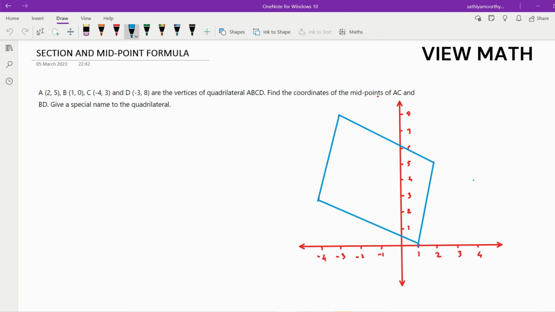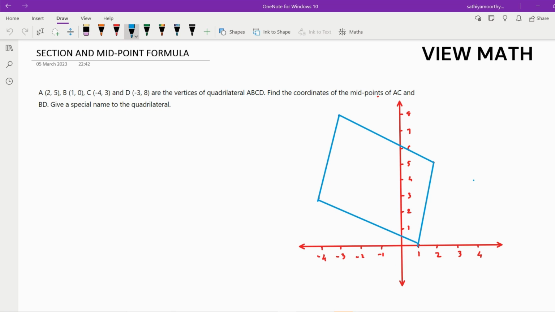Problem. A(2, 5), B(1, 0), C(-4, 3) and D(-3, 8) are the vertices of the quadrilateral ABCD. Find the coordinates of the midpoint of AC and BD. Give a special name to the quadrilateral. So what they have given are the vertices of the quadrilateral.